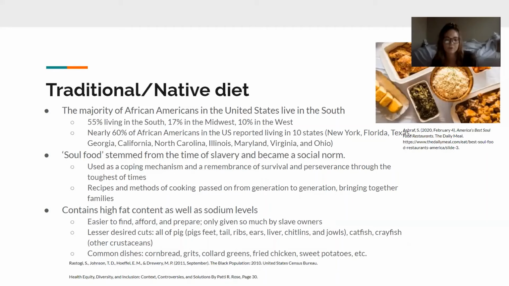So soul food, really, the problem is that it contains high fat content as well as very high sodium levels. But really, it was easier to find, easier to afford, and less time to prepare. So common dishes include cornbread, grits, collard greens, fried chicken, sweet potatoes, and much more.